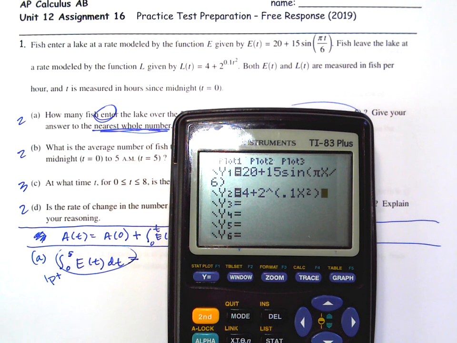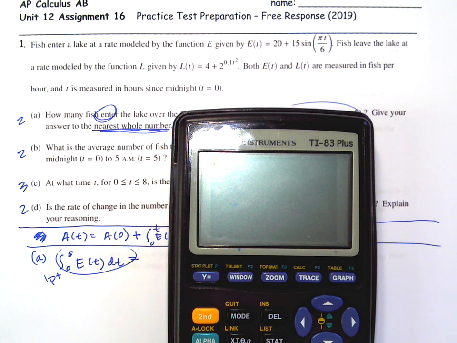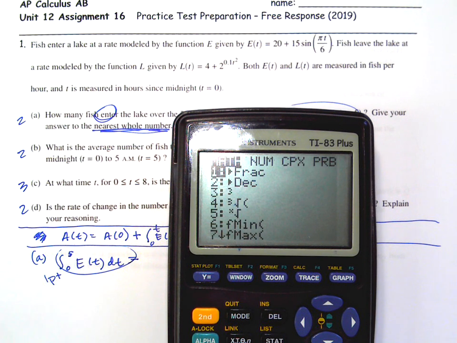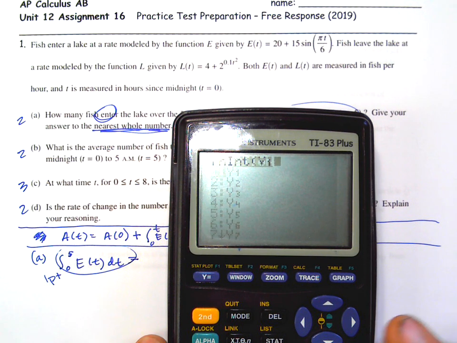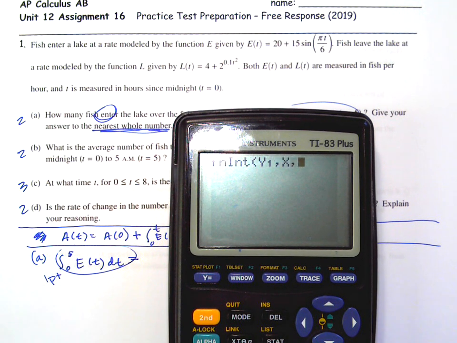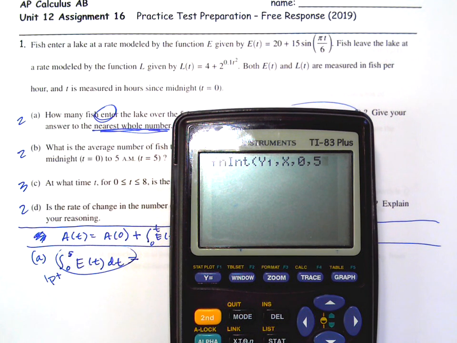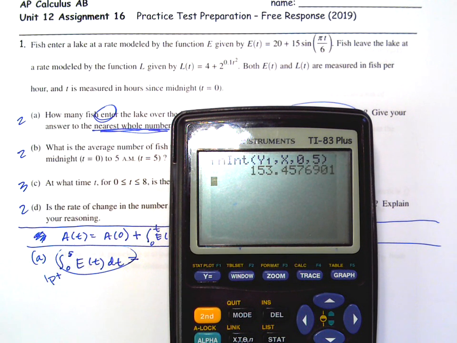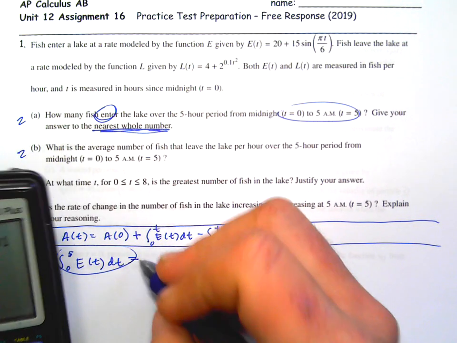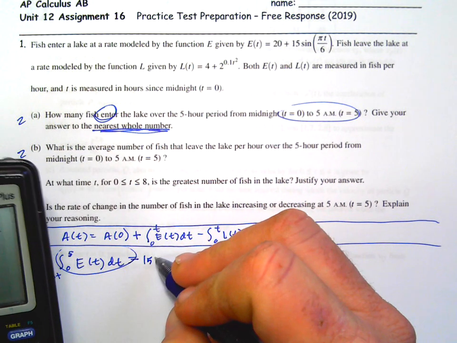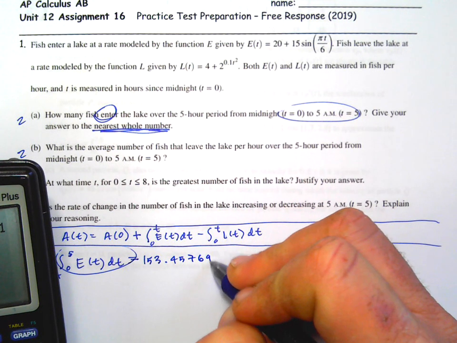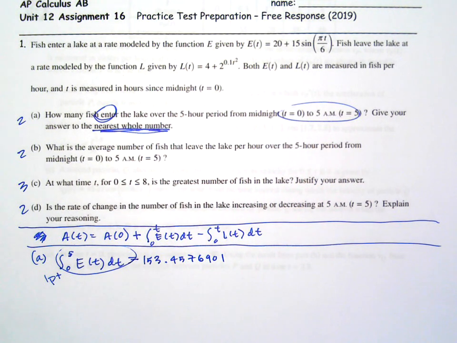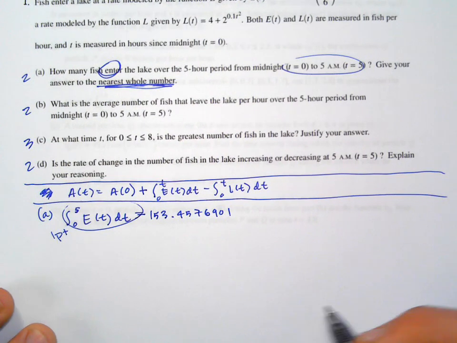Okay. And then I'm going to go back to the home screen and we're going to do... You got to remember which one's in which. Math 9, vars, y-vars, function, y1, comma x, comma 0, comma 5. And there's your answer. Now I'm going to go ahead and write it in a little more accuracy of 153.4576901. I might need this for another calculation, but I'm going to write the answer.